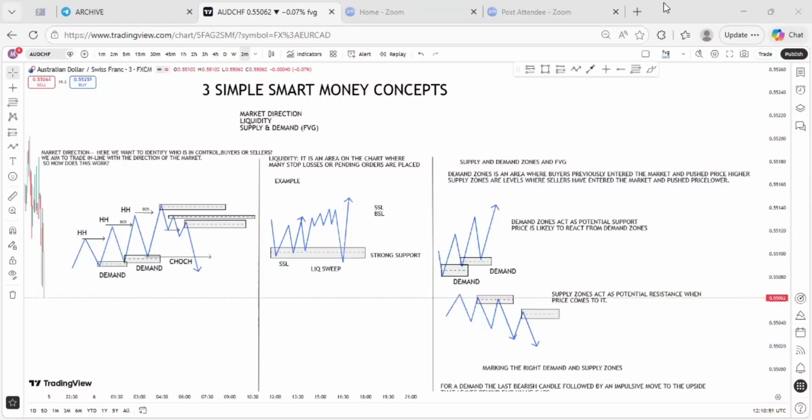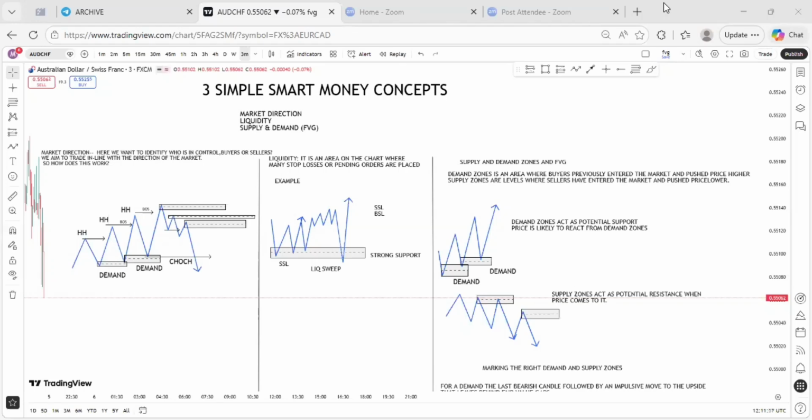So guys, today in this video we're talking about smart money concepts. I'll be looking at three simple smart money concepts that you should know. They will help you when it comes to trading in line with the smart money concept. Knowing and understanding these three concepts will increase your win rate when you're trading with the smart money concepts, right?